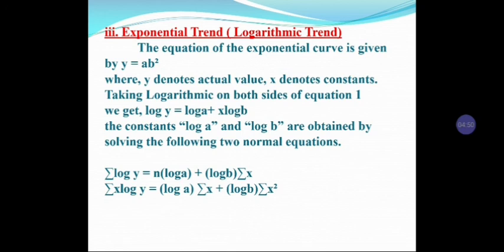Next is the exponential trend or logarithmic trend. The equation of the exponential curve is given by y is equal to ab to the power x, where y denotes the actual value and a, b are constants. Taking logarithm on both sides of equation 1, we will be using a log table. So before starting the exponential trend, please keep your log tables with you.